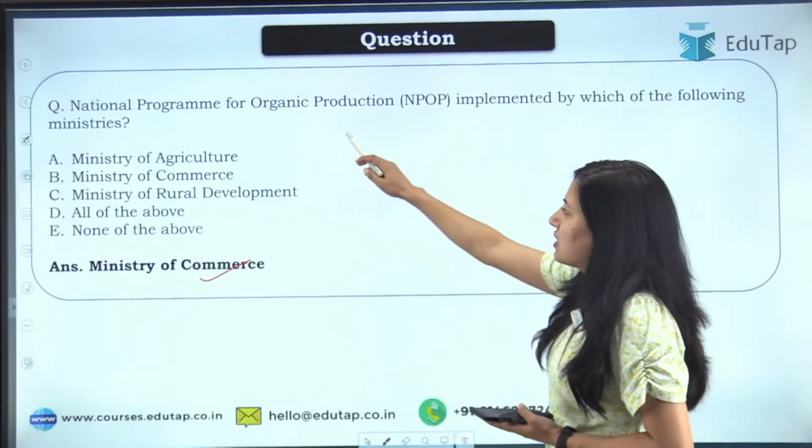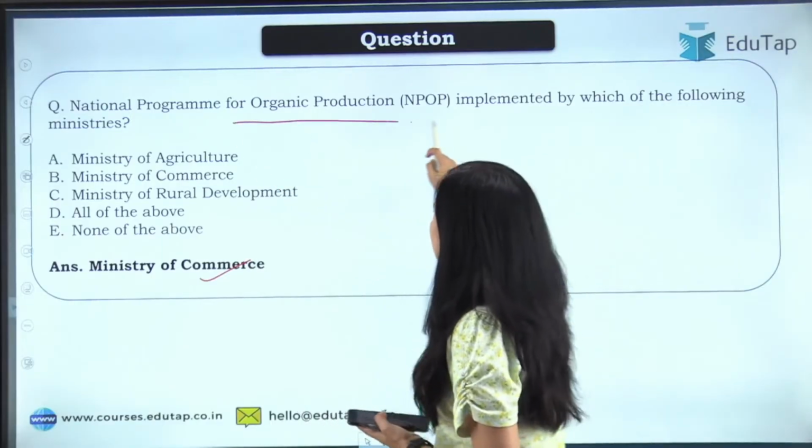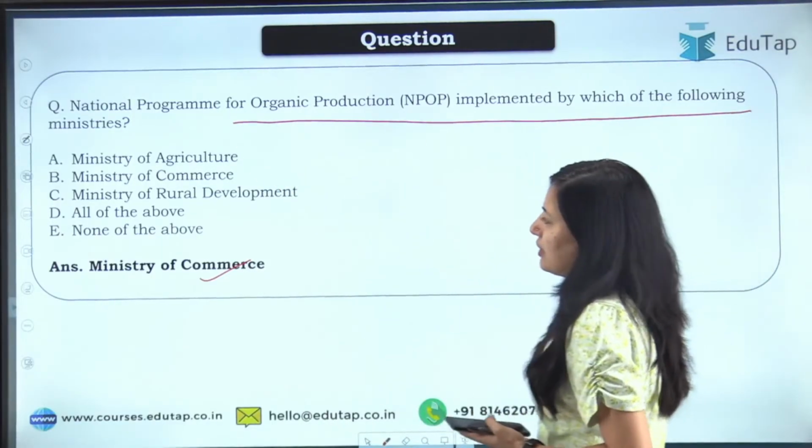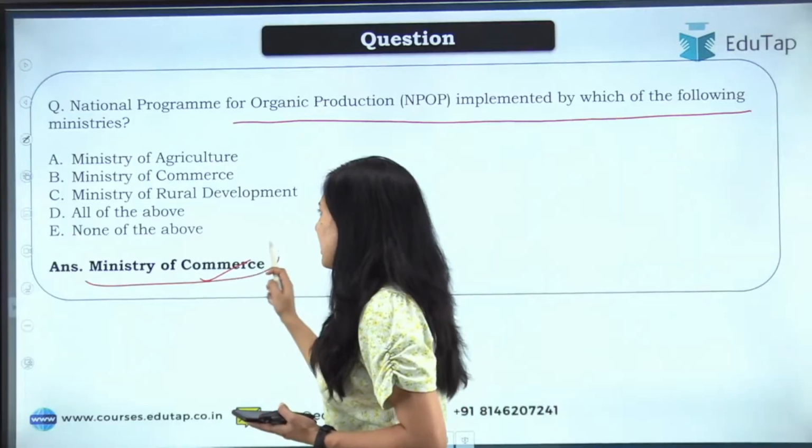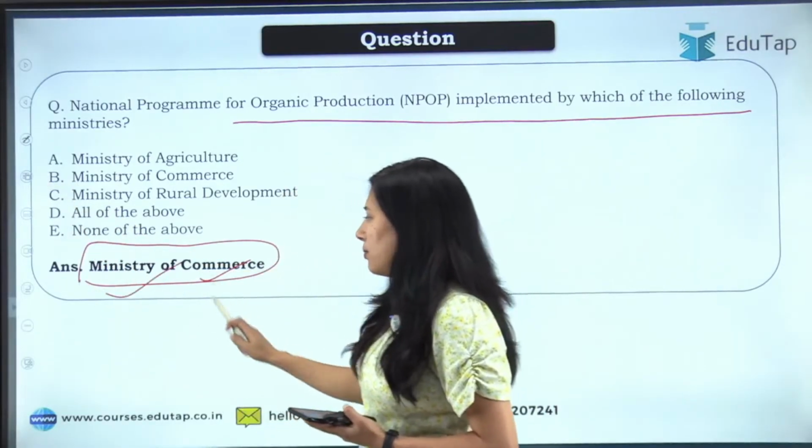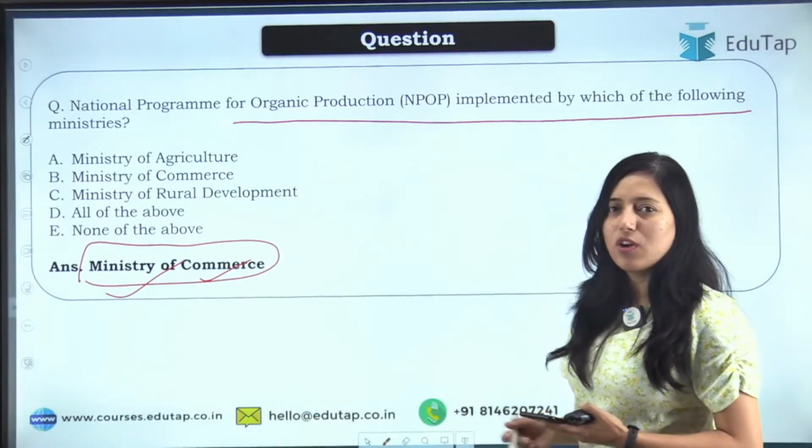Chalo, next, here the answer is itself written. The National Program for Organic Production is implemented by which of the following ministries? So it is the Ministry of Commerce. The answer here is option B, Ministry of Commerce. So it is already there.